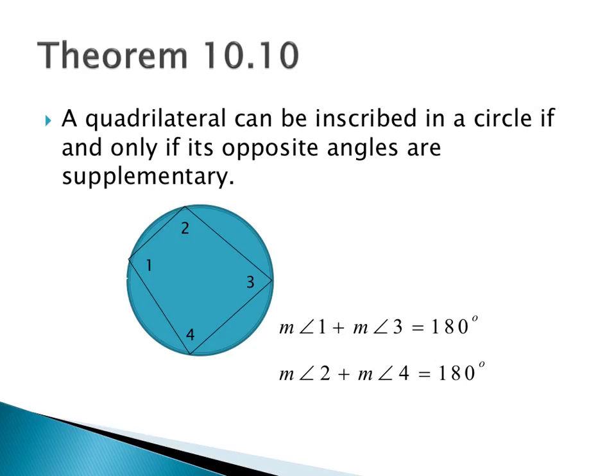All right, Theorem 10.10 says a quadrilateral can be inscribed in a circle if and only if its opposite angles are supplementary. So a quadrilateral has 4 sides, and inscribed means the vertices of that quadrilateral are on the circle. If this is true, and it doesn't have to be a rectangle or a rhombus or a square, it's just a quadrilateral, then the opposite angles are supplementary, meaning they add up to 180 degrees. So in this diagram, angle 1 and angle 3 would add up to 180, and angle 2 and angle 4 would add up to 180.